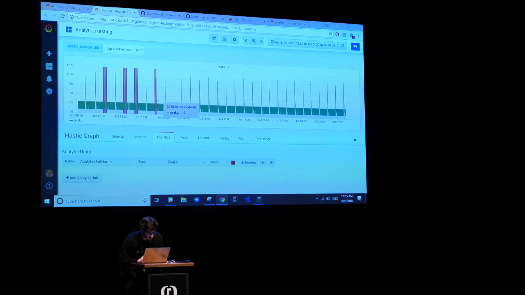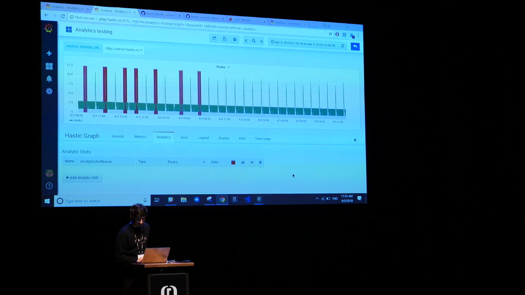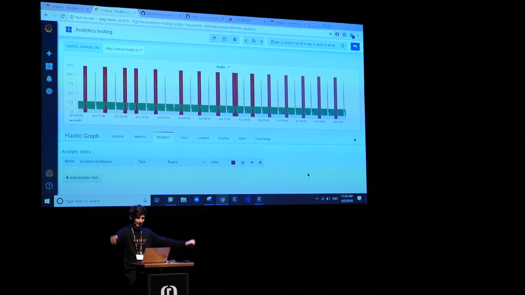Okay. So nothing is happening, right? Oh no, this is predicted. Yeah, this is predicted. All right, so let's help our analytic unit to predict more.